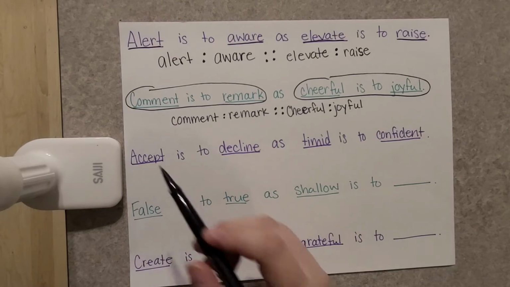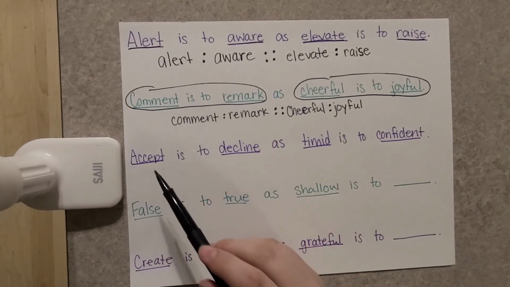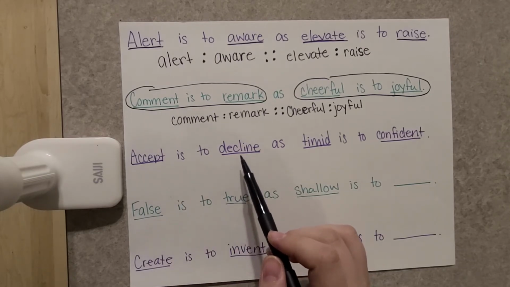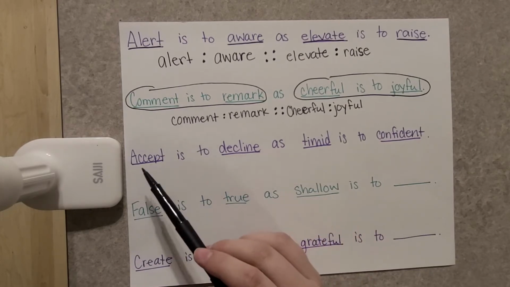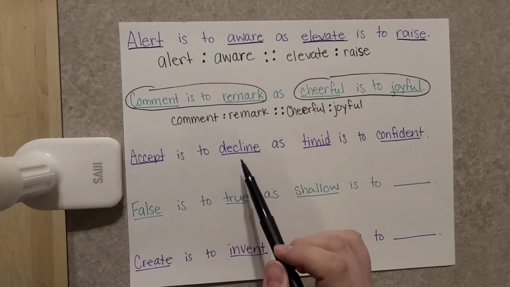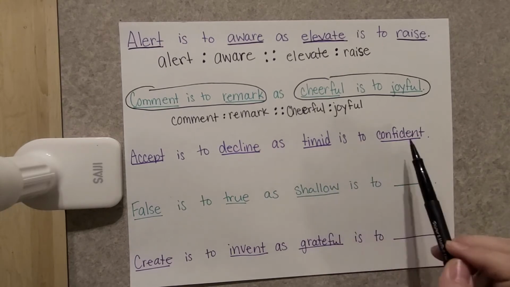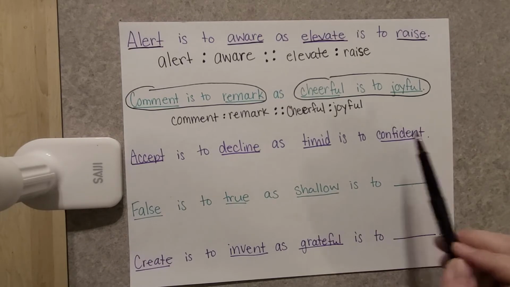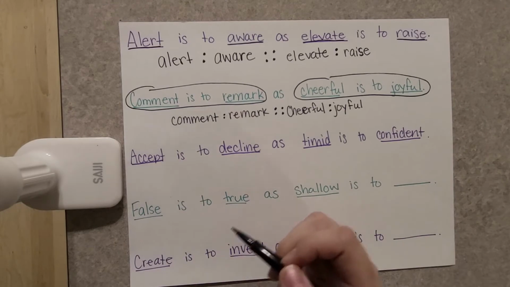All right, so let's take a look at this next one. Then we have accept is to decline. I already know that those have opposite meanings. And if you remember, an opposite meaning is an antonym. So in order for this to be a true analogy, that would mean my next pair would also have to be antonyms. I have timid is to confident. I know timid means shy and confident means bold. So I would also say that these are antonyms, and I could use this as an analogy.